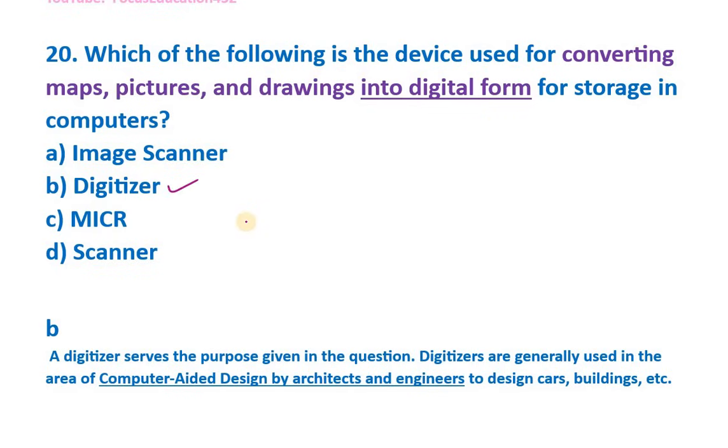Digitizer is used in CAD, CAD CAM, computer aided design, mostly used by civil engineers and architects. These people use a digitizer to design cars, buildings and things. So engineers mostly use this one. A scanner is only for documents, right? For maps, pictures and other images, the digitizer is used.